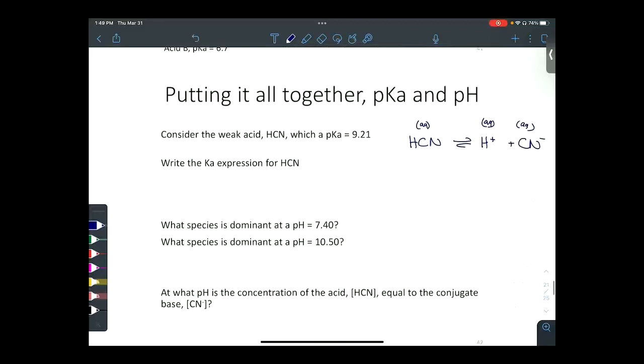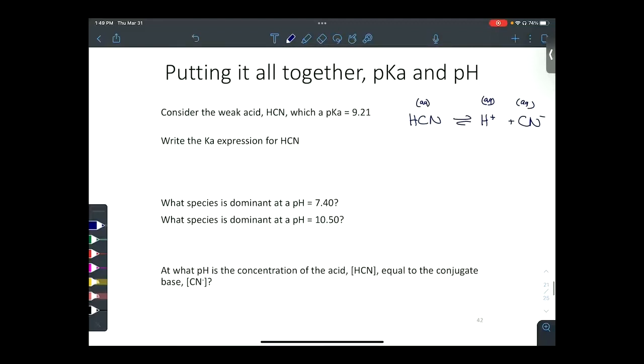But again, I think oftentimes what happens is those pKa values just tell us the relative strength of the acids. It doesn't tell us what the pH of these acids are, so don't get those mixed up. The only time when pH equals pKa is when the acid and conjugate base are in equal proportions. So let's look at this example, putting it all together.